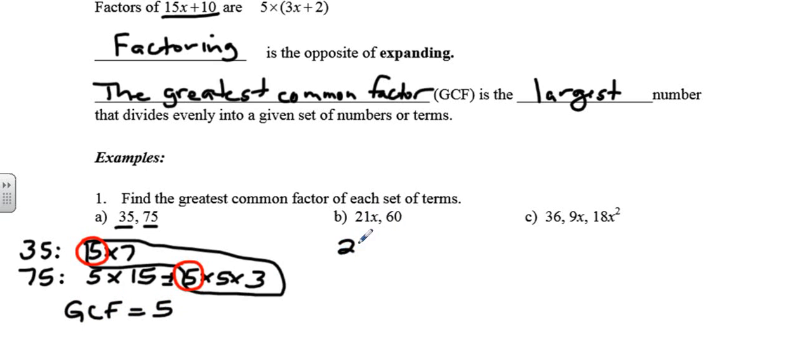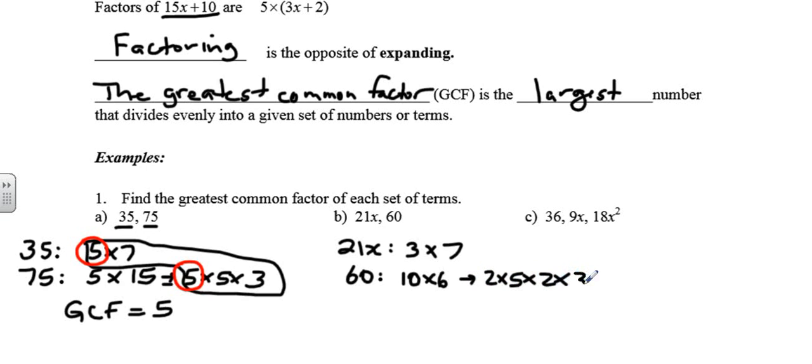Let's look at the next one. 21x, well, I know that it can be 3 and 7. I'm just dealing with the numbers right now. And then 60, let's pick a pair. That's 10 times 6. We can rewrite 10 as 2 times 5, and we can rewrite 6 as 2 times 3. If we look at this, what's common to each of these? 3 is common. So the greatest common factor is just 3.